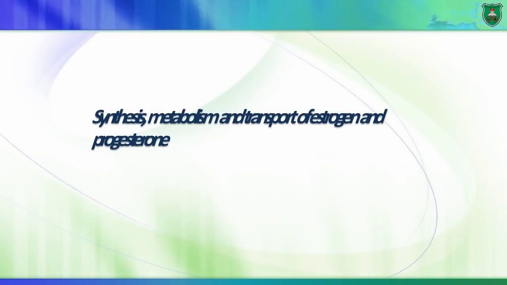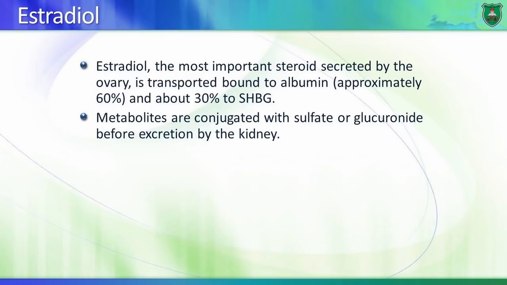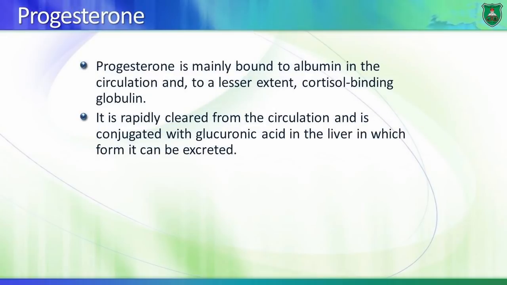Now, in terms of estrogen and progesterone, estradiol is the most important steroid, mainly secreted by the ovary, and it is transported by albumin or the sex hormone binding globulin. And just like testosterone, it can be conjugated with sulfates or glucuronides so that it can be excreted by the kidney. Now, progesterone is mainly bound to albumin, and some of it is bound to cortisol binding globulin, and it's rapidly cleared from circulation by conjugation as well, similar to testosterone and estrogen.